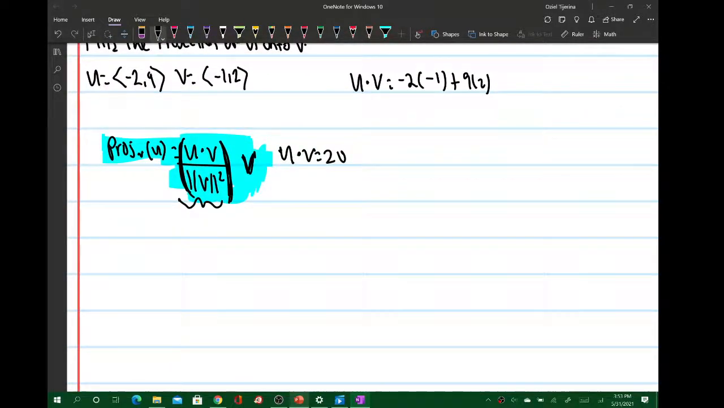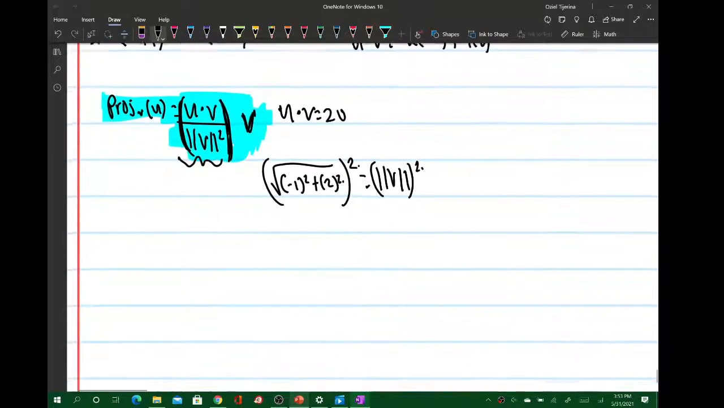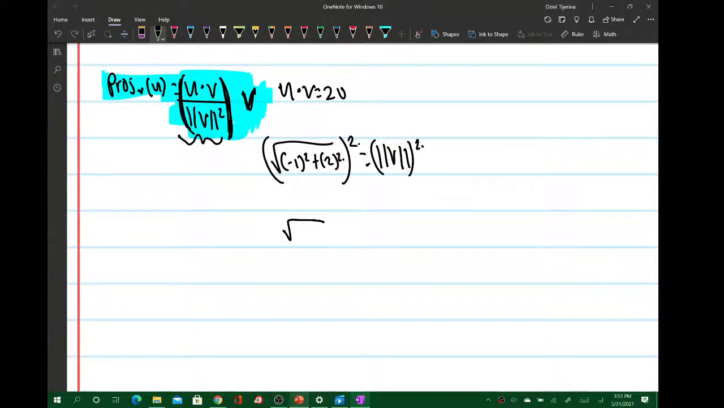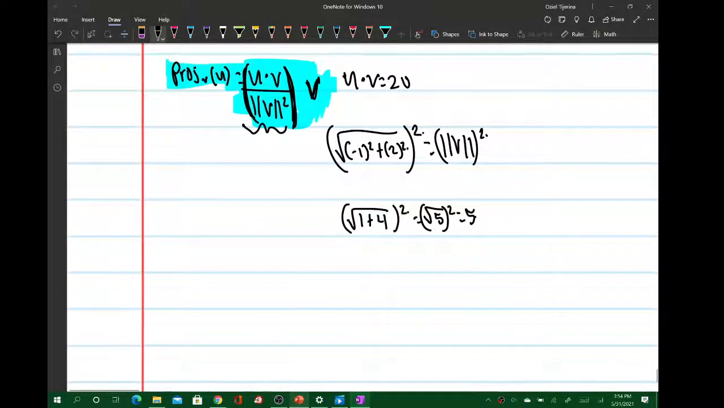But the thing is that we're squaring it as well, so we're going to say the magnitude of v is the square root of negative 1 quantity squared plus 2 squared, and then it's going to be squared. This is equal to the magnitude of v squared, right? So it would be the square root of 1 plus 4 quantity squared, which is just the square root of 5 quantity squared, which is just 5. So the magnitude of v quantity squared is just 5, right?